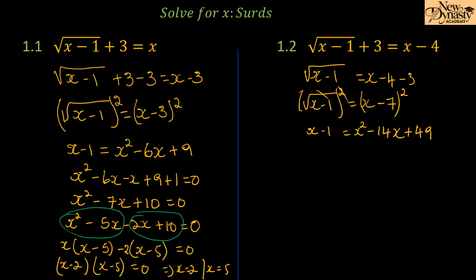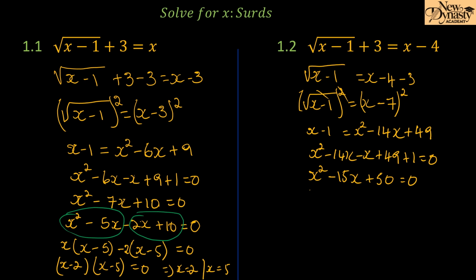Then you group all the terms on one side of the equal sign. So we're going to have your x squared minus 14x. Then the x comes this side, becomes negative x. Then you've got 49. You transpose 1, which is negative, then it becomes positive. Then everything equals 0. From there, you work out the like terms. Negative 14 minus x, that is negative 15x. 49 plus 1, that is going to be 50, equals 0.